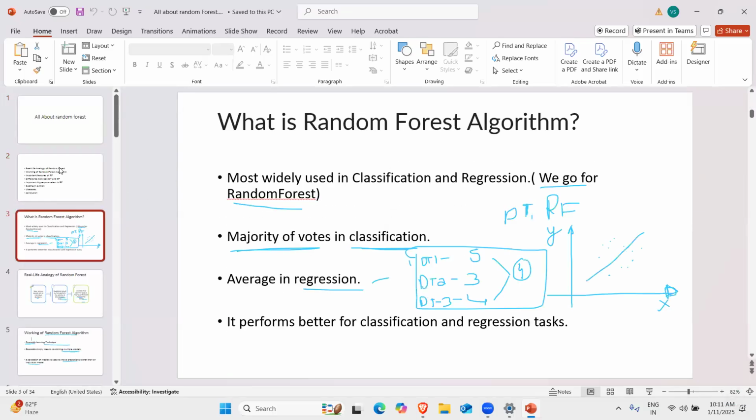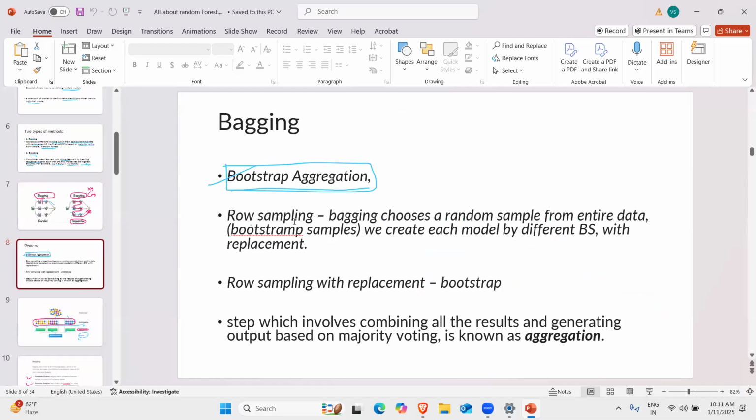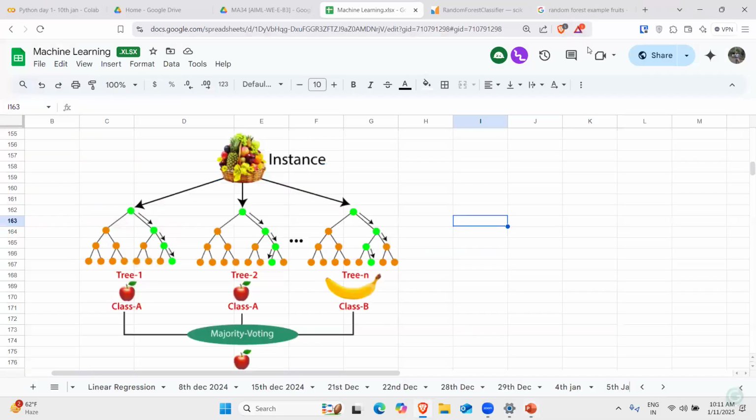Okay. So what is bootstrap aggregation? Bootstrap means you take a random sample from the entire data. That is a bootstrap sample, one concept in statistics. A bootstrap sample means a random sample from your entire data. Let us consider this is your entire data, right?